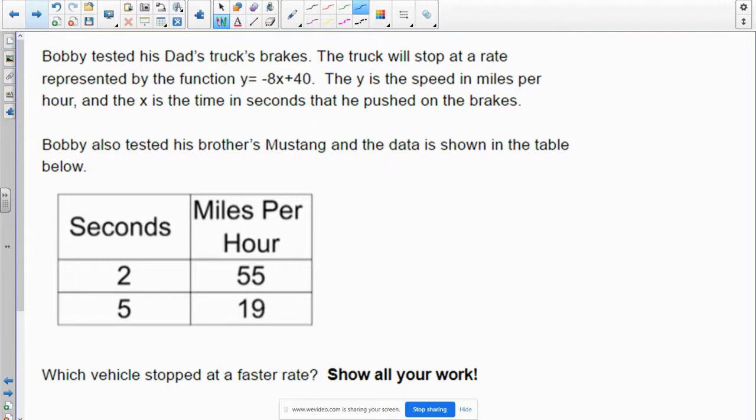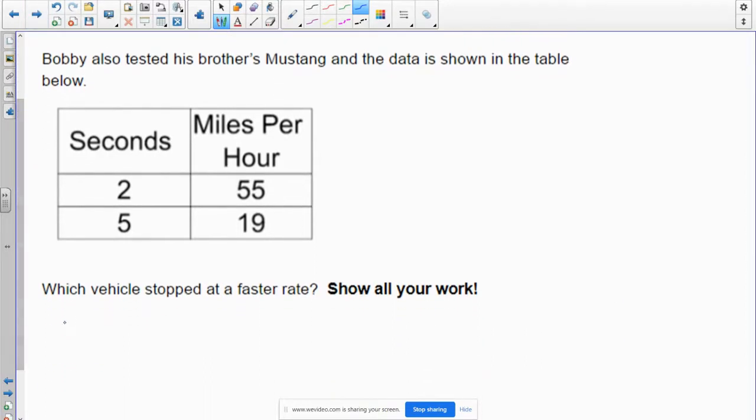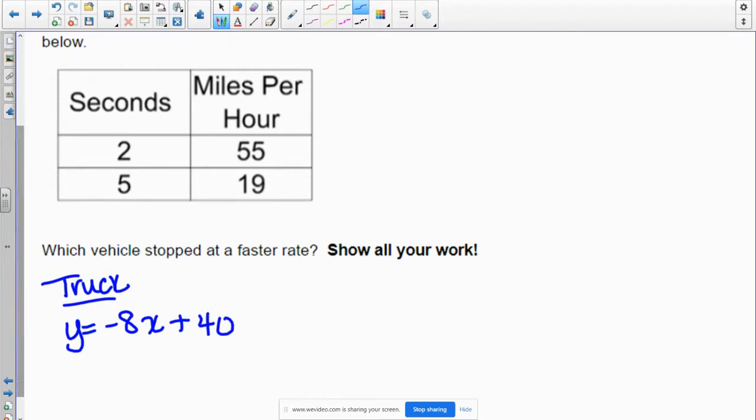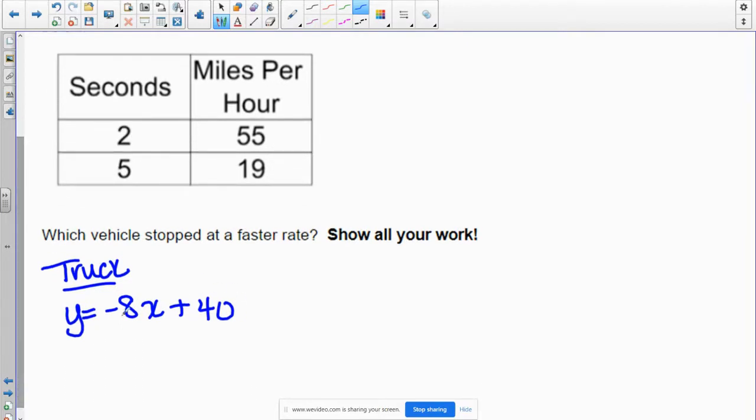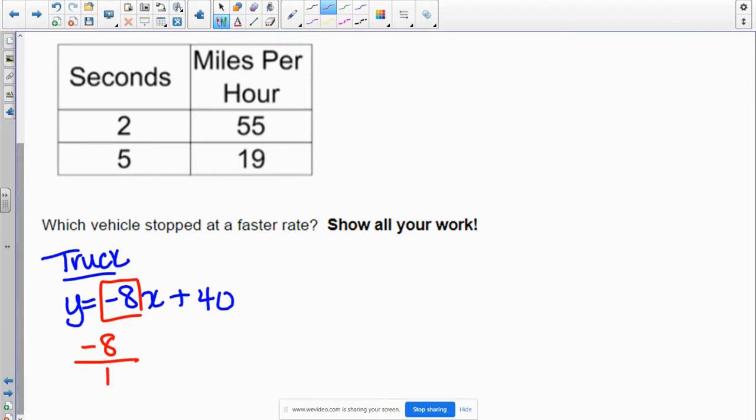So we'll start with the truck. We'll do the work down here because there's not a lot of room. So the truck's an equation, which was y equals negative 8x plus 40. So non-proportional because it's not going through 0, 0. We're going to look at the slope. And in the equation, it's nice because the slope is sitting right in front of you. So the slope is negative 8, and then over 1 to make it look like a ratio. So the question is negative 8 what?